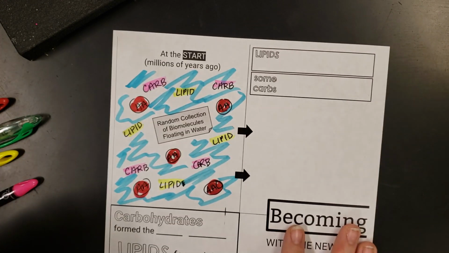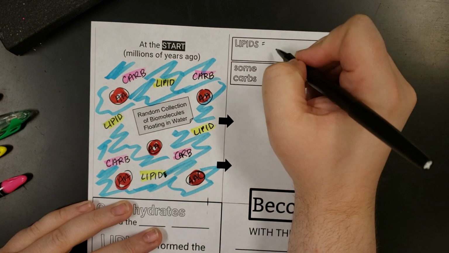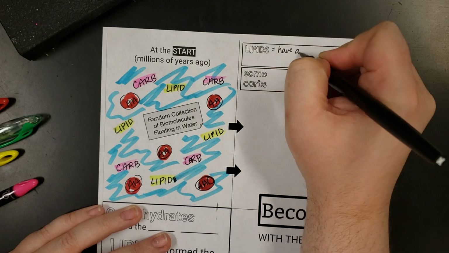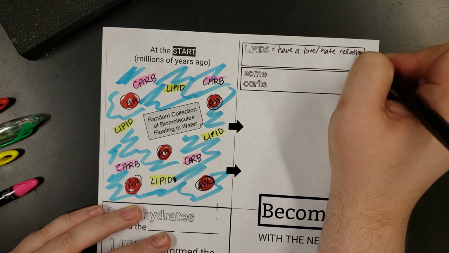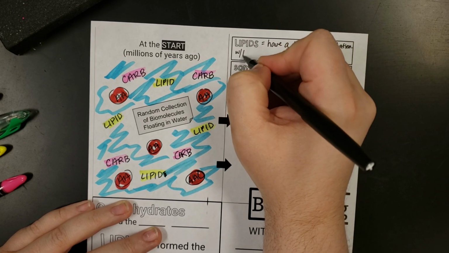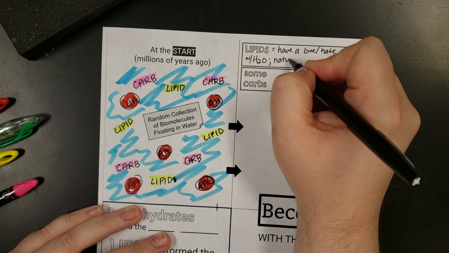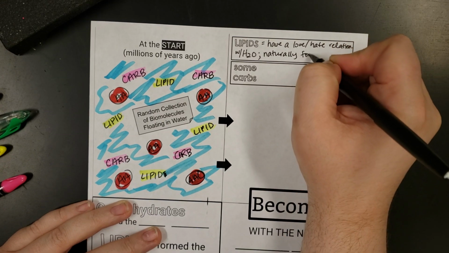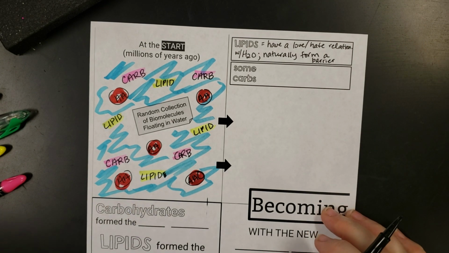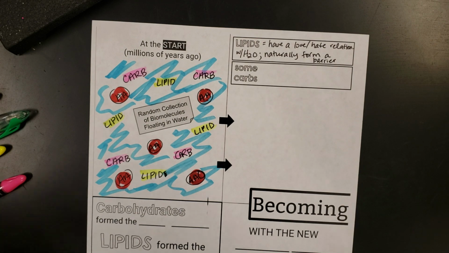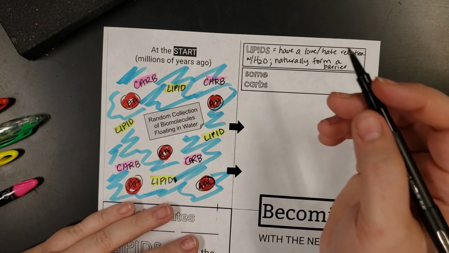Okay, so we move on to the next space. Something important you need to know about lipids is that they have a love-hate relationship with water, or H2O. And it causes them to naturally form a barrier. Half of them like water, one side likes water, the other side doesn't like water, so they naturally just kind of line up in a line to separate water on one side and the other, okay?